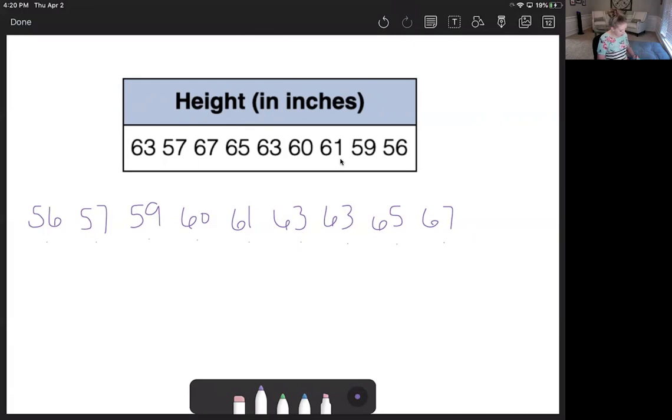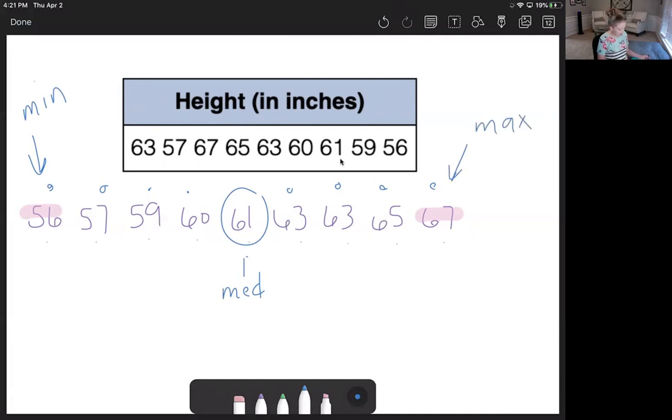Okay, so things that are easy to find are my minimum and my maximum, and I could use those to find the range if I needed to. So 67 minus 56 would give me a range of 11. It's also pretty easy to find my median. There's an odd number here. So if I count off 1, 1, 2, 2, 3, 3, 4, 4, that leaves me with 61 in the middle. So that's my median. So we've got our minimum and our maximum and our median. Now all we need to find is the upper quartile and the lower quartile.